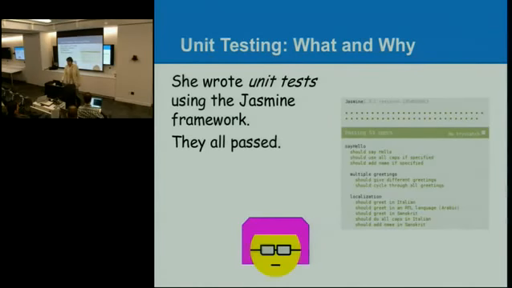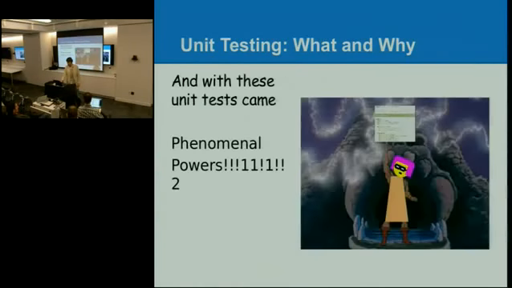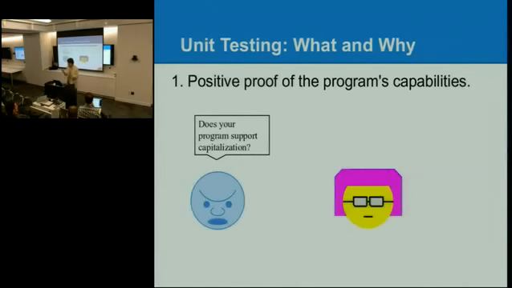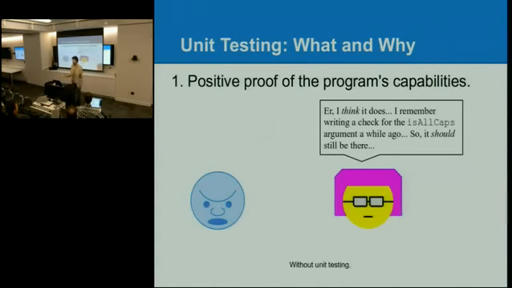And so when you see that your unit tests all pass, you actually gain quite a few phenomenal cosmic powers. For one thing, when you've got a passing unit testing framework, you have positive proof of the program's capabilities. If somebody, such as your manager, comes along and says, does your program support capitalization, for example? Without unit testing, all you have is the claim that you implemented the logic for capitalization and it should work as far as you know.